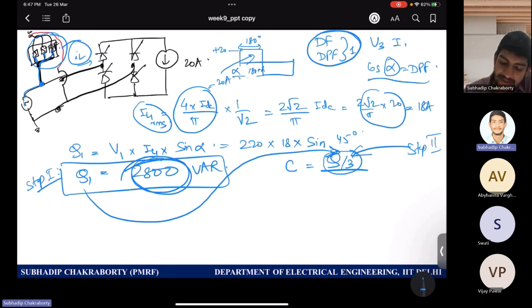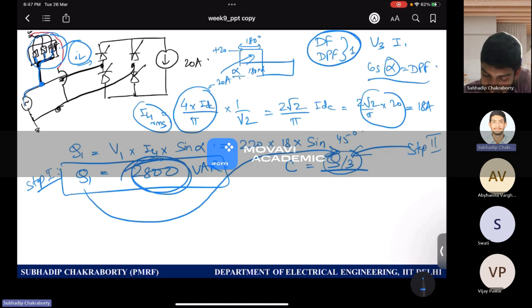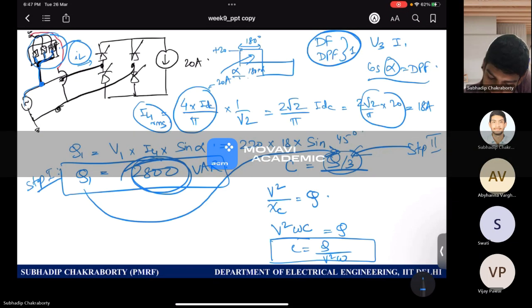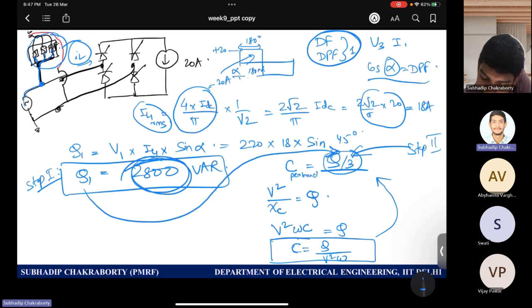So Q by 3 divided by your reactive power. V square by XC is the reactive power value. And what is XC? XC is 1 by omega C. So V square into omega C is Q. So C is Q by V square into omega, right? Now what is the capacitor value per branch? Per branch is bearing 1/3 of the reactive power. So C per branch is Q by 3, because that is the reactive power they will contribute, divided by V square into omega, right?